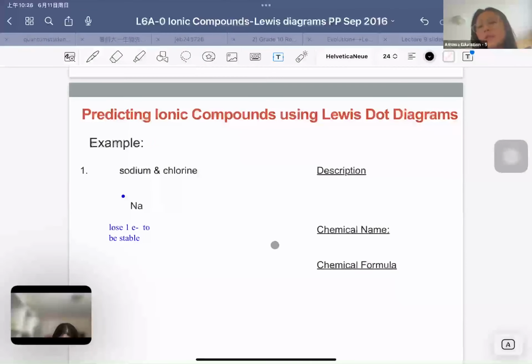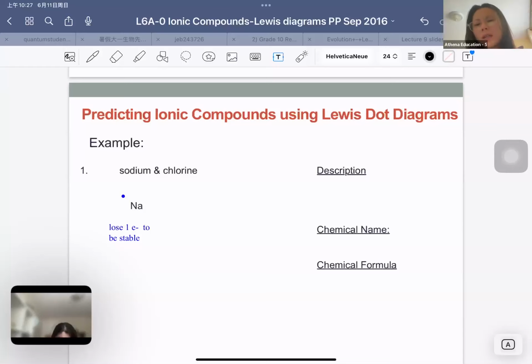So for sodium, because it's a group 1 metal, it only has one valence shell electron. So it looks like that, which is just Na with one dot on top. That dot should be directly on top, but this one is a little bit off. Now, it's not at a stable octet. It's not 8 electrons, we have 1 electron. So it wants to lose that 1 electron to be stable.